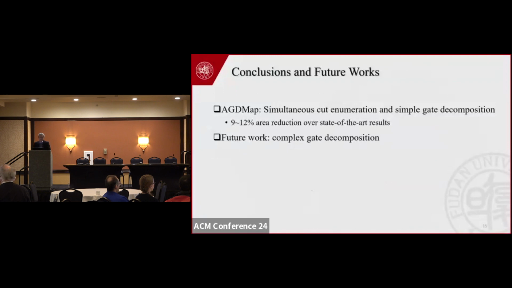As a conclusion, we perform this simultaneous cut enumeration and gate decomposition. We can achieve 9 to 12% area reduction over state-of-the-art results for area-driven mapping or delay-driven mapping. In the future, we will consider complex gate decomposition in this mapping approach as well.